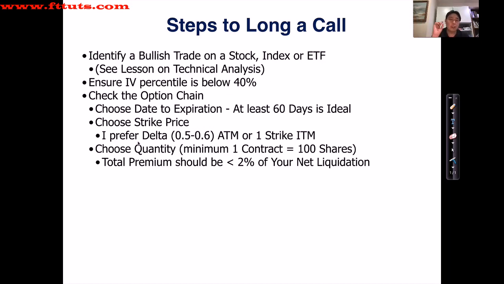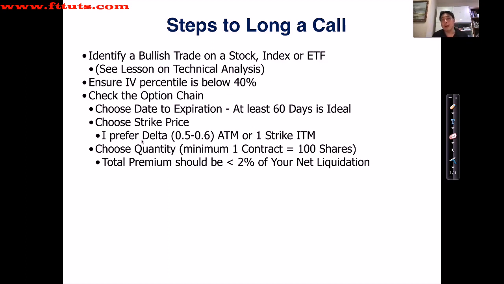Next is to choose the ideal strike price. So when you buy an option, you could buy deep in the money with a very high delta. You could buy at the money, or you can buy out of the money. So there are pros and cons to each method. My preference is to buy the option which is at the money or slightly in the money, by one strike in the money.